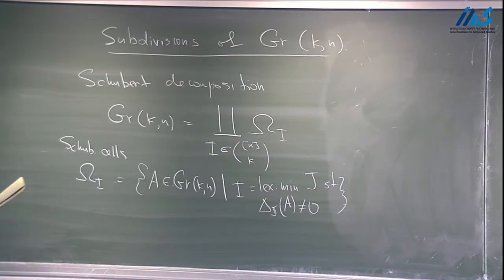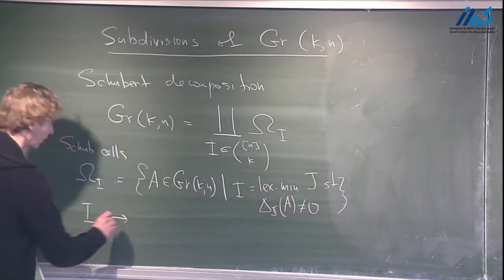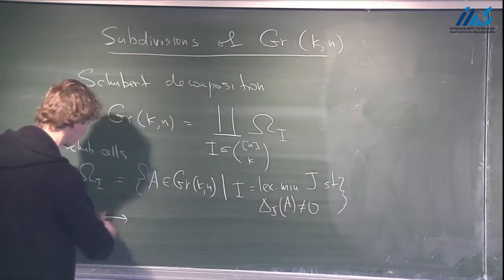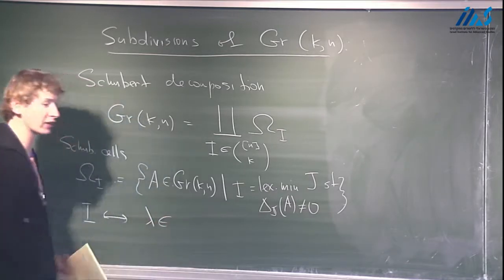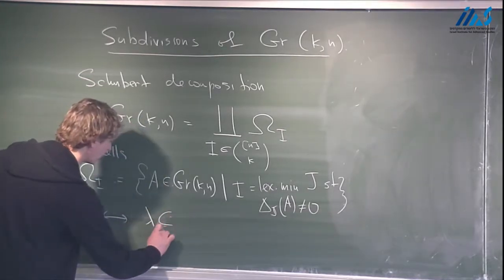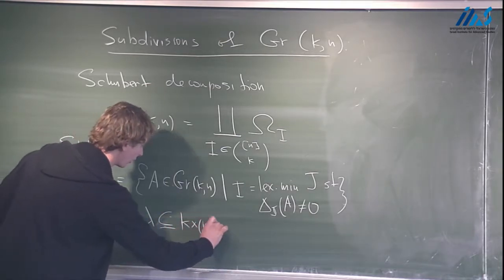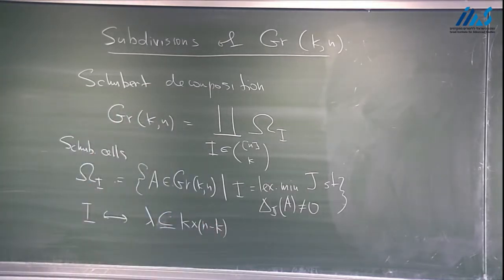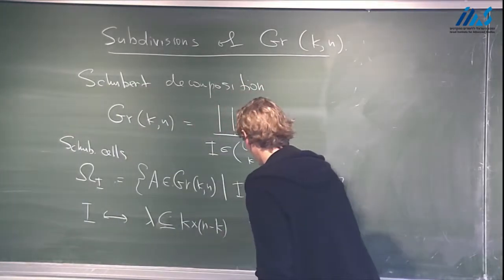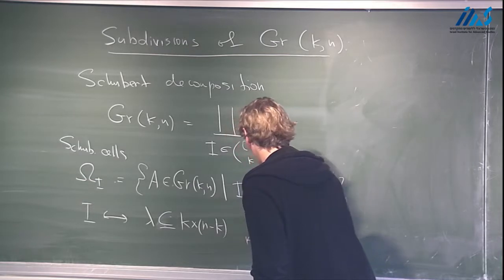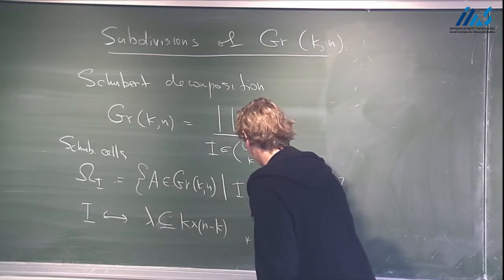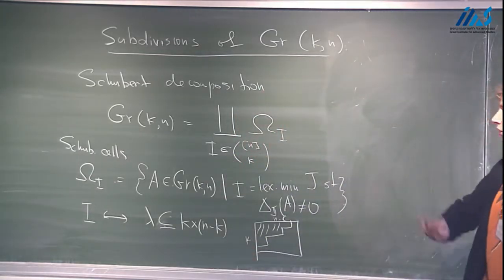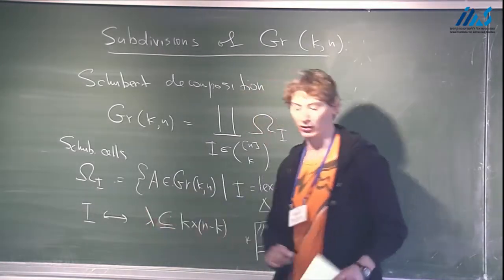And I just want to mention that such k-element subsets I can be identified with Young diagrams. So there is a simple bijection between k-element subsets and Young diagrams lambda that fit inside a k by n minus k rectangle. I'll leave it for you to figure it out. So this is a k by n minus k rectangle, and you look at the Young diagram inside of this rectangle, if you know what a Young diagram is. And usually, classically, Schubert cells are labeled by Young diagrams.